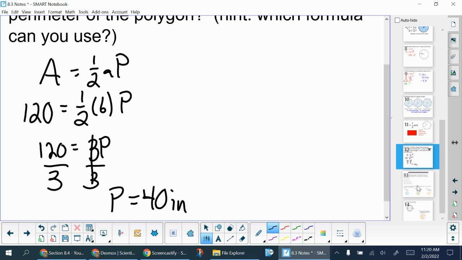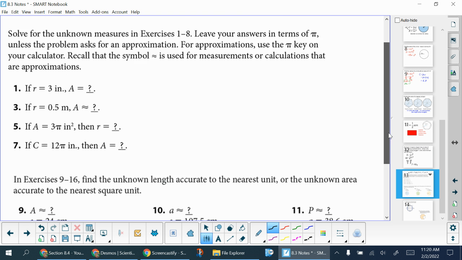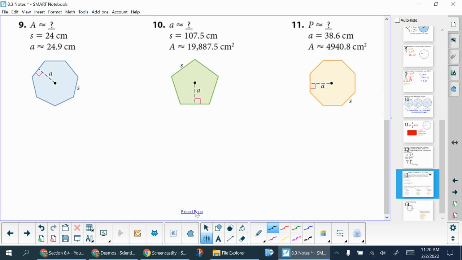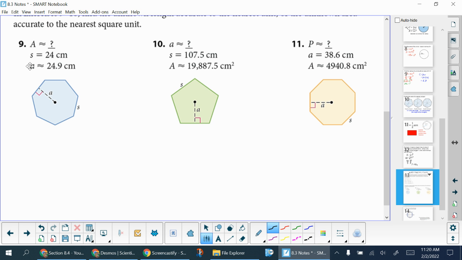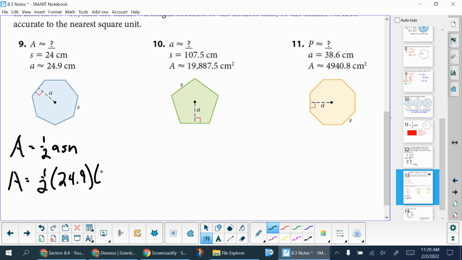Real quick here, just one example of using that formula forward since I didn't get a chance. We did these in class together. If I'm trying to find the area for something like this, this is number 9. I've just got my formula. Area equals 1/2 times A times S times N. I'm just going to plug in what I know. 1/2. The apothem is 24.9. The side length is 24. It tells me that right up here.